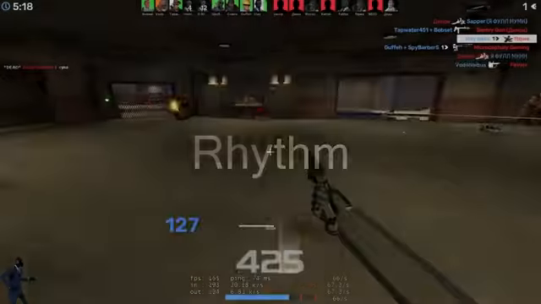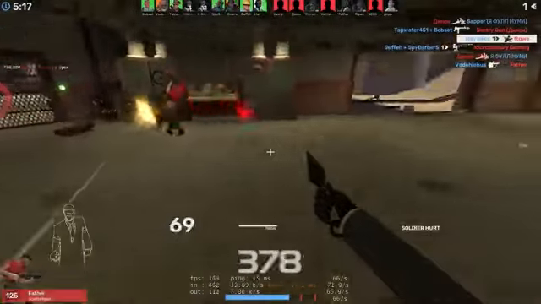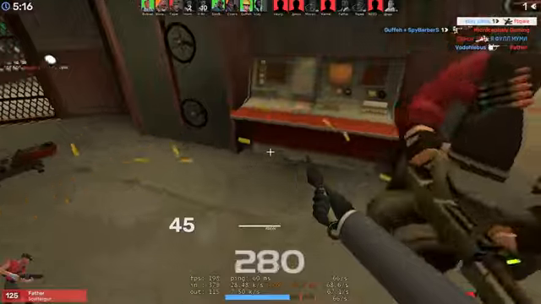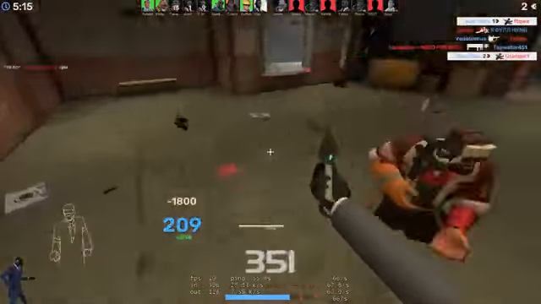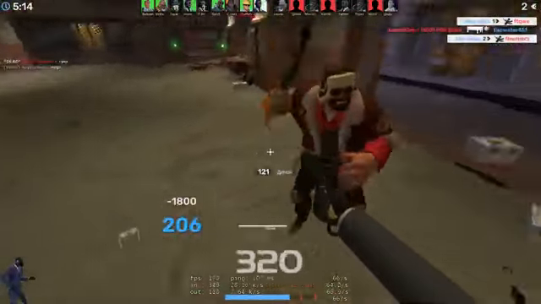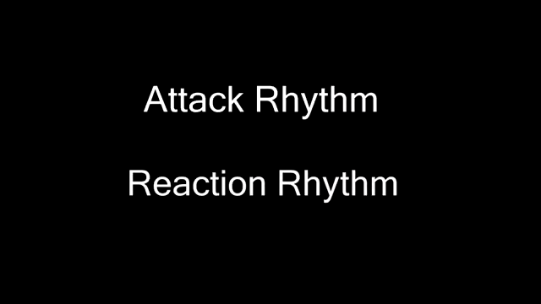We're going to be moving on to rhythm. What is rhythm? Rhythm is how often you should change your strafes and your stab timings according to how often the enemy turns. And the enemy turns according to two main factors, which is their attack interval and their reaction time. Why reaction time and attack interval?